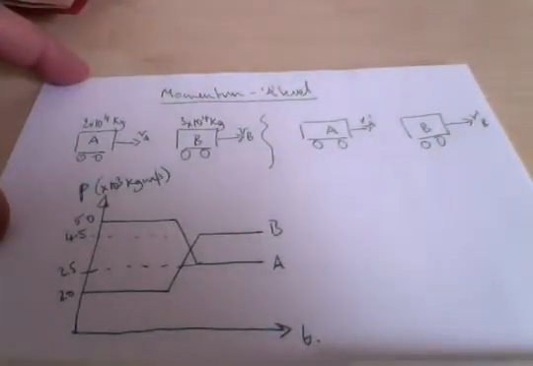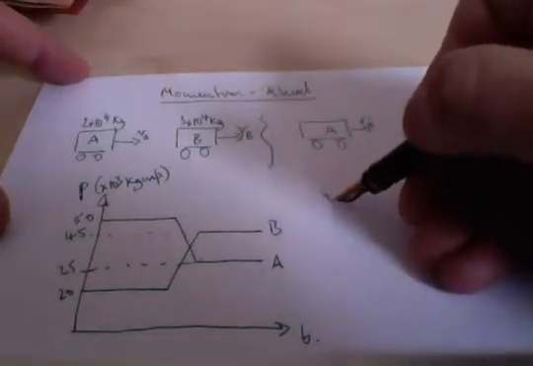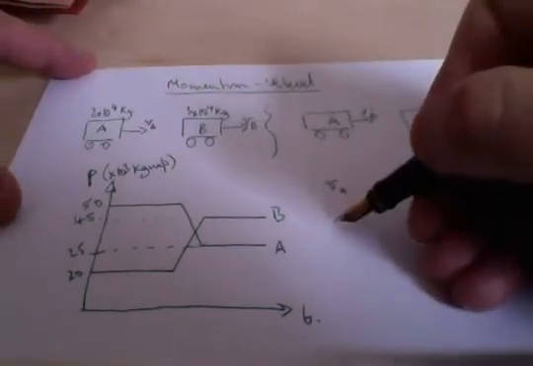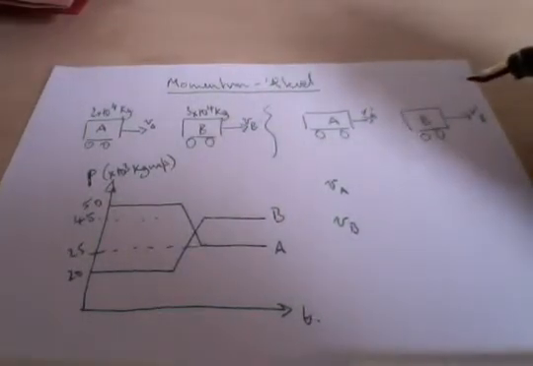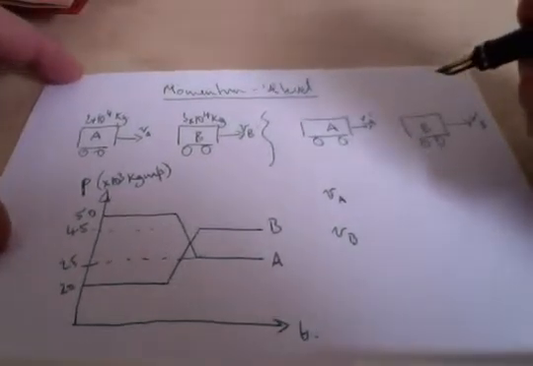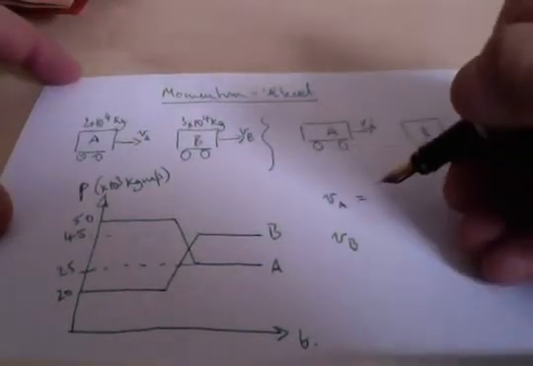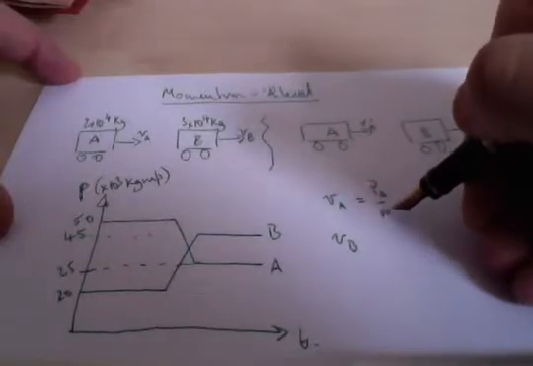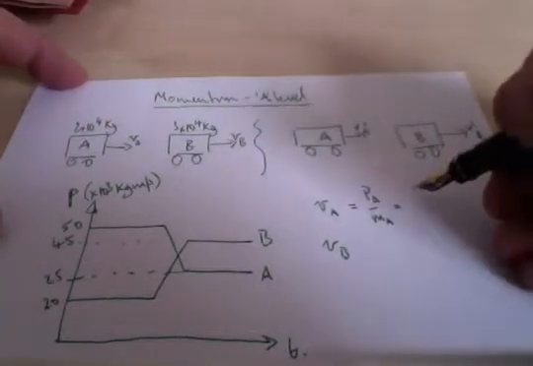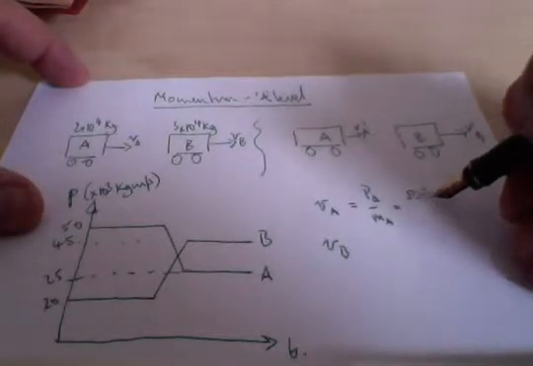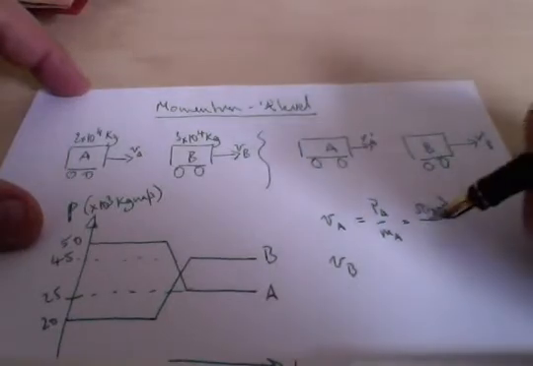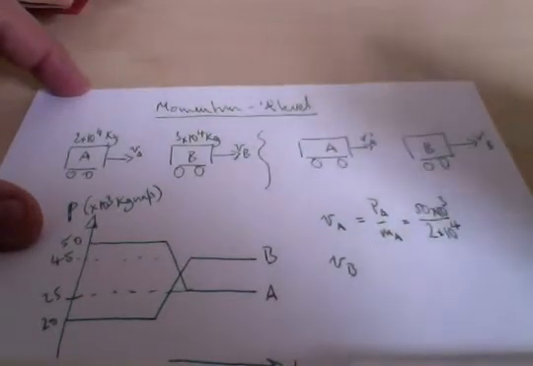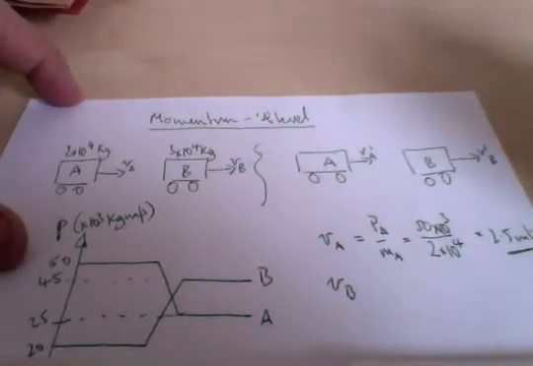Some questions would ask something like, what is the initial velocity of A? What is the initial velocity of B? Let's start with those two. If you think you know the answers, hit pause, otherwise here come the answers. The initial velocity of A is simply the momentum of A divided by the mass of A. The momentum of A is 50 times 10 to the 3 kilogram meters per second, divided by 2 times 10 to the 4 kilograms, giving us 2.5 meters per second.